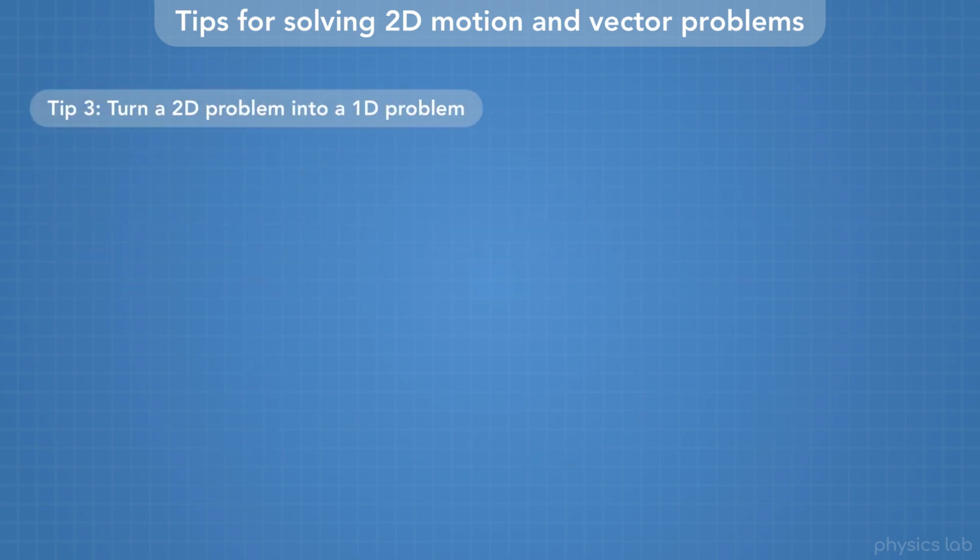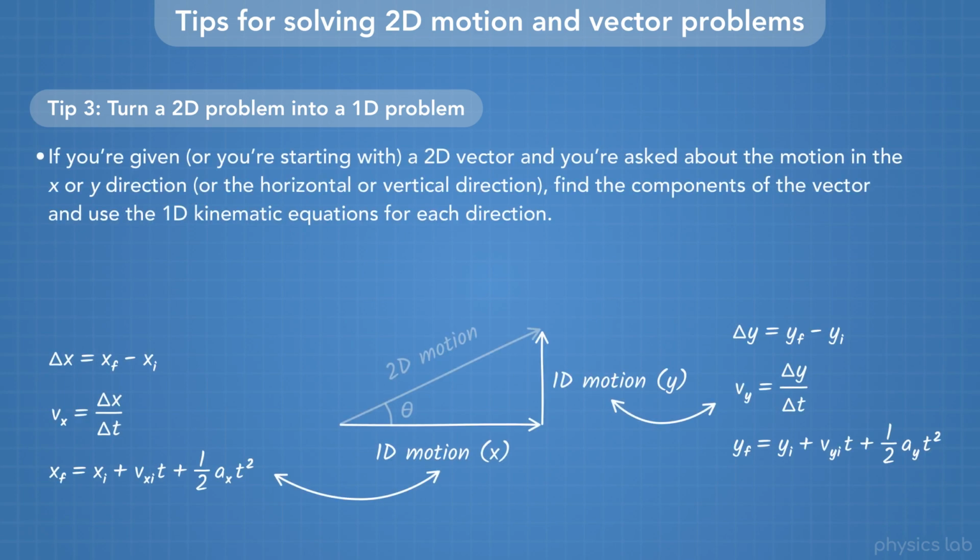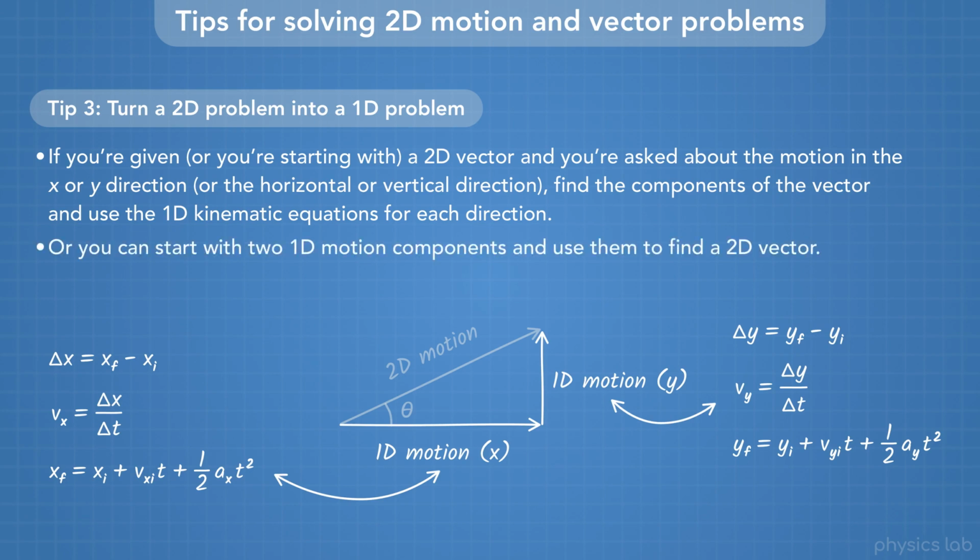And tip number 3, turn a 2D problem into a 1D problem. If you're given, or you're starting with, a 2D vector, and you're asked about the motion in the x or y direction, or the horizontal or vertical direction, then you can find the components of the vector and use the 1D kinematic equations for each direction. Or you can start with two 1D motion components and use them to find a 2D vector. Remember, there's no 2D kinematic equations, there's only a combination of 1D kinematic equations.